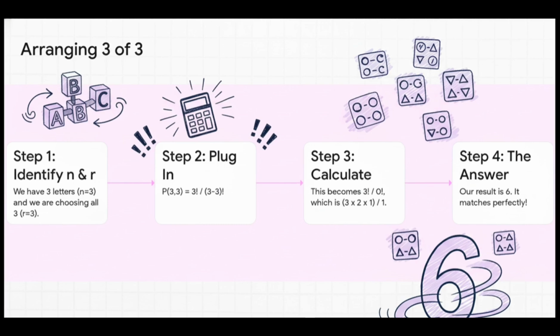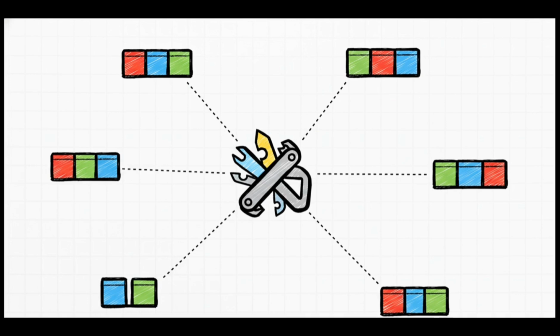Now here's a fun little math fact you just have to remember. 0 factorial is always equal to 1. So what we really have is 3 times 2 times 1, all divided by 1. And that gives us 6. It works. It matches our manual count exactly. Yes, it works, which is awesome. But the real power of this formula isn't just that it saves time. Its real strength is how flexible it is. Because, see, it doesn't just work when you're using all the items you have.